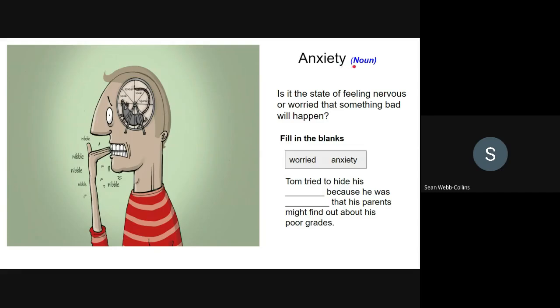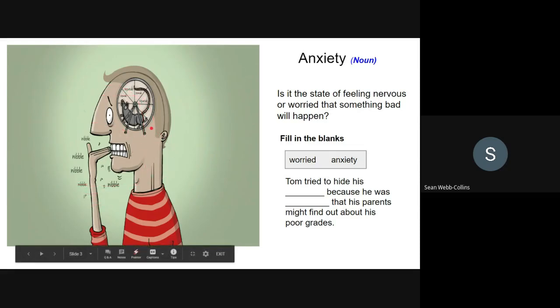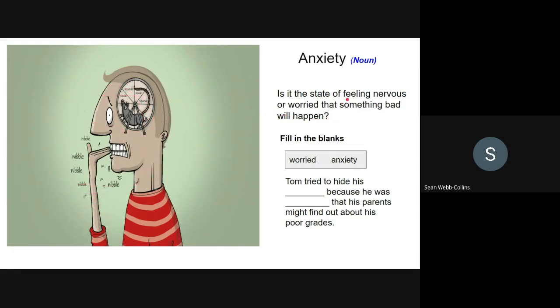Anxiety. Noun. Is it the state of feeling nervous or worried that something bad will happen? We can have this picture to get an idea. Yes, it is the state of feeling nervous or worried that something bad might happen.